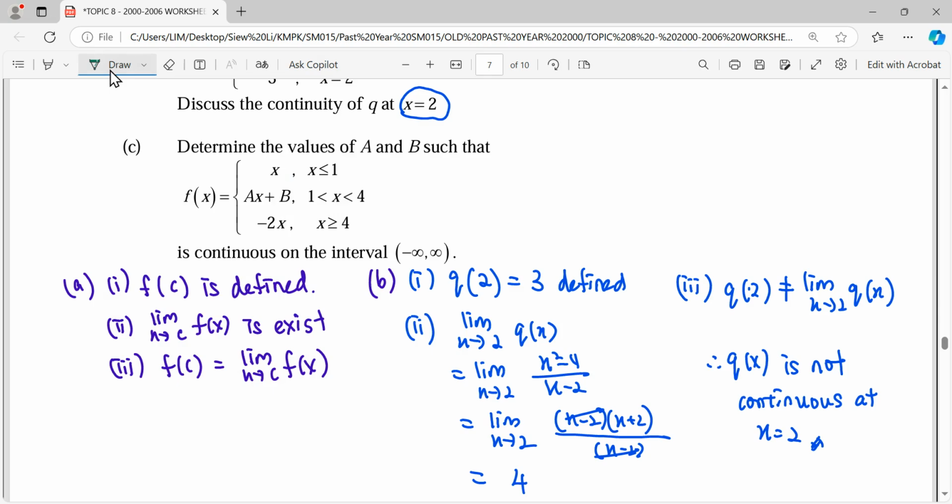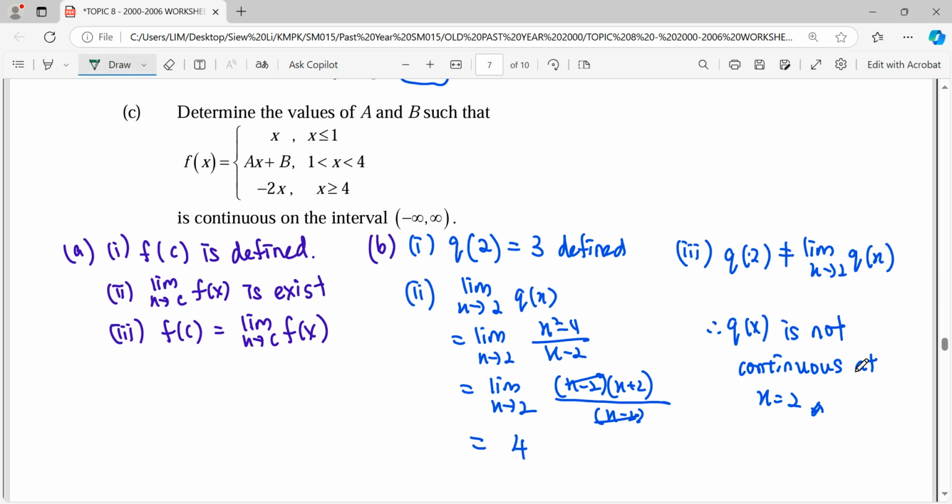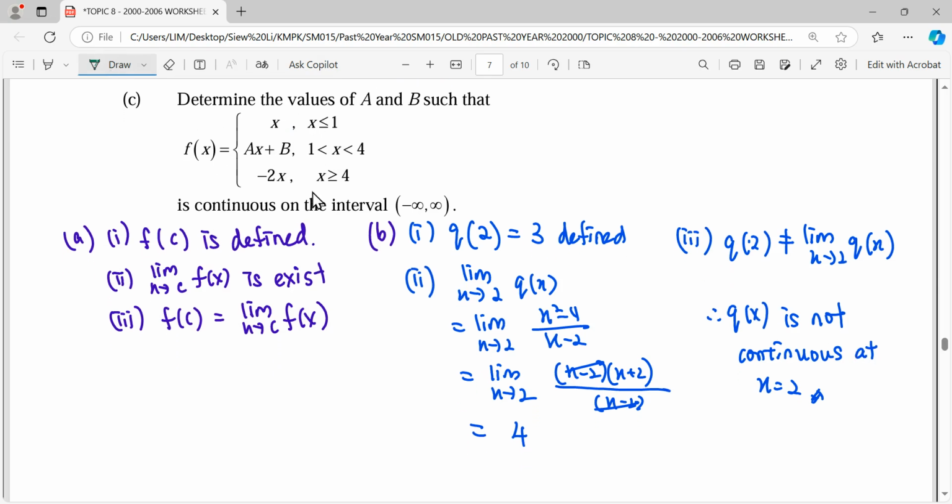Then when we move to question C, we have a piecewise function. When we're doing a piecewise function, we need to draw it up. For x less than 1, function x. Between 1 and 4, function ax plus b. For x more than 4, function negative 2x. And you can see the equal sign is here. So at x equals 1, it follows x. And when x equals 4, you can see it follows the function negative 2x.